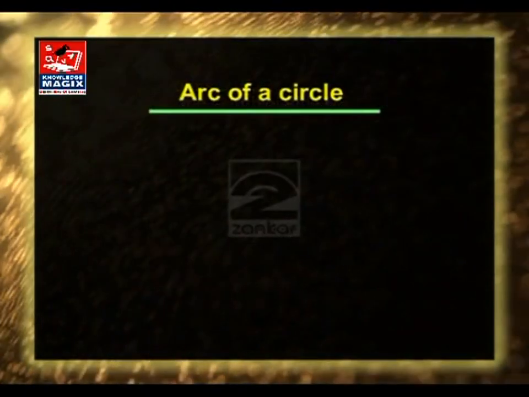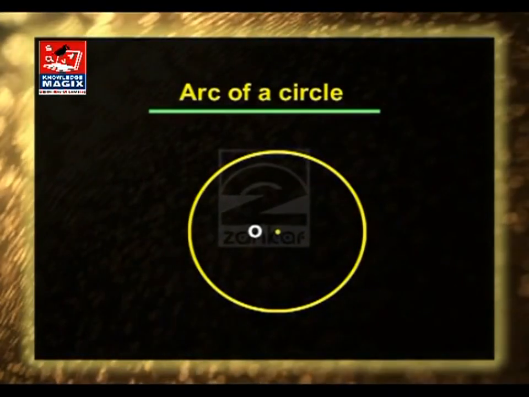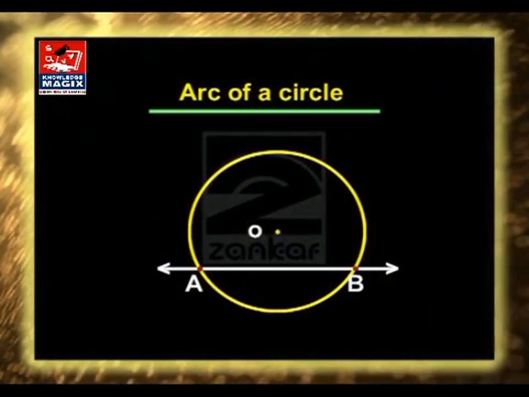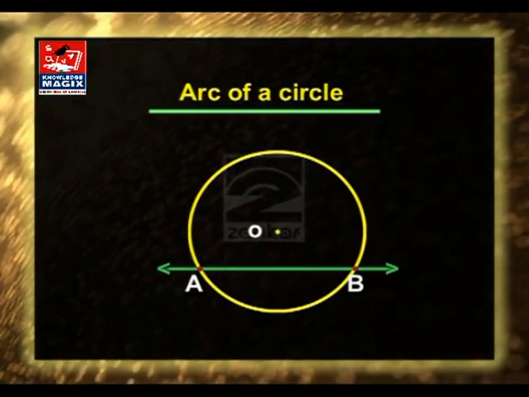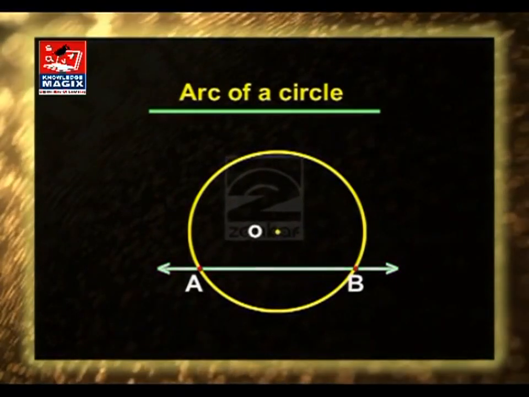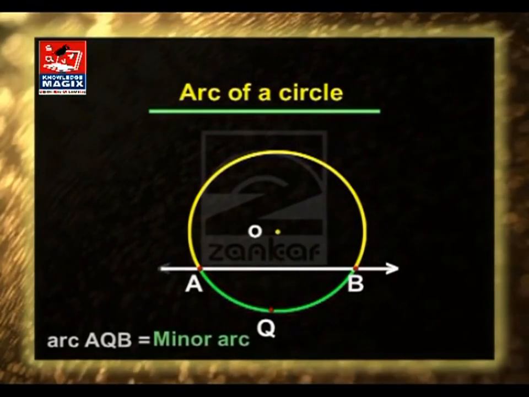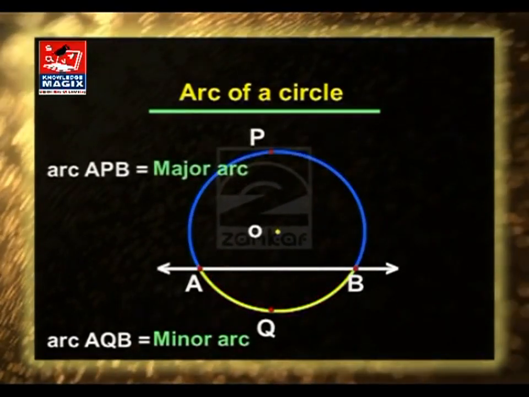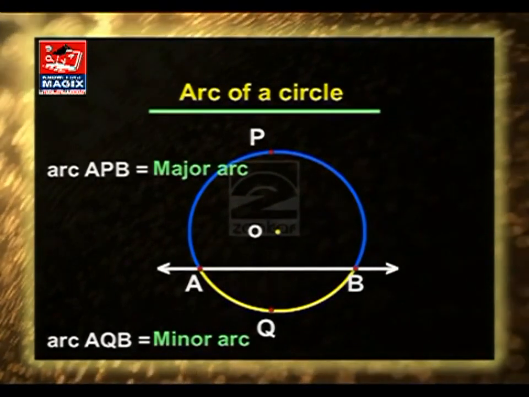Now about the arc of a circle. This is the circle with center O and line AB is the secant of the circle. Therefore, seg AB is the chord of the circle. Therefore, arc AQB is minor arc and arc APB is the major arc.